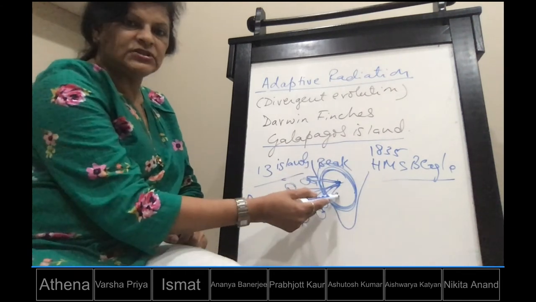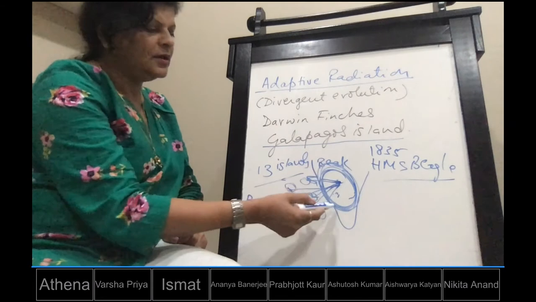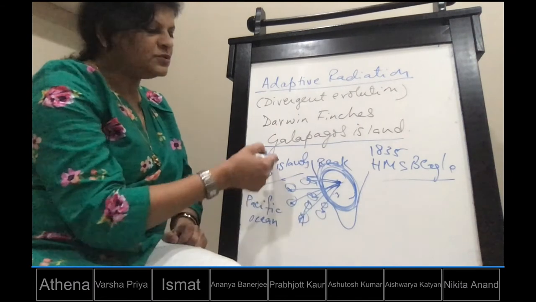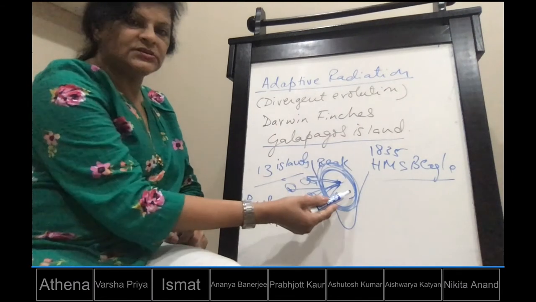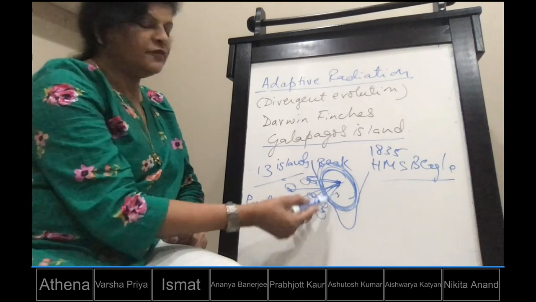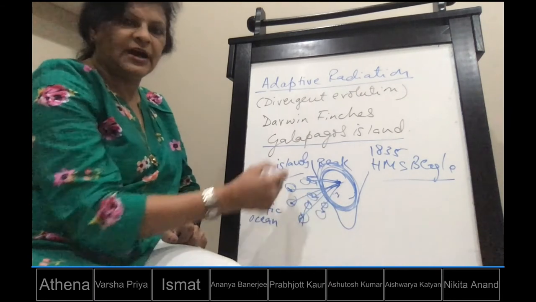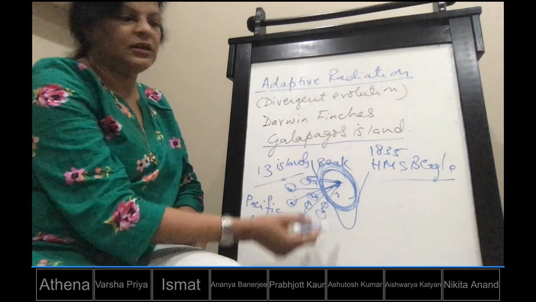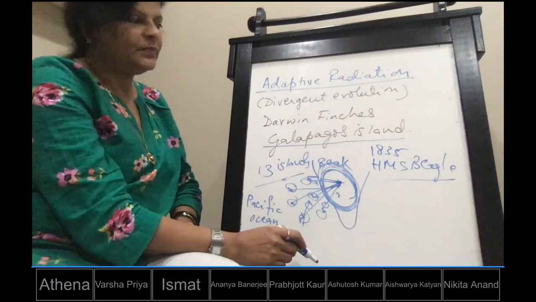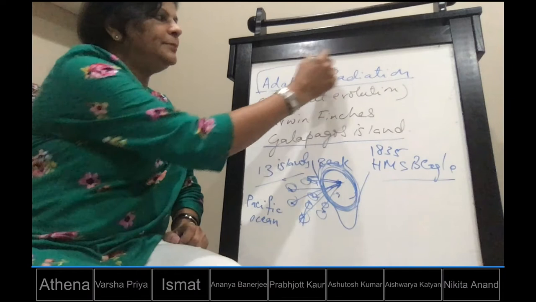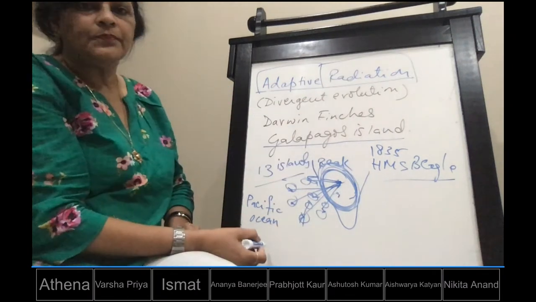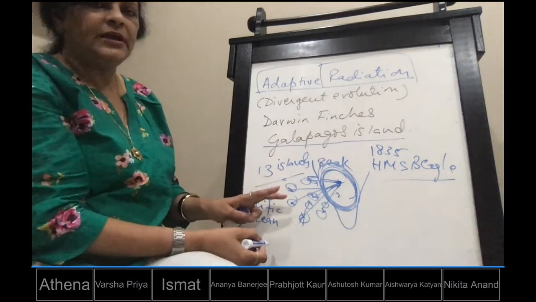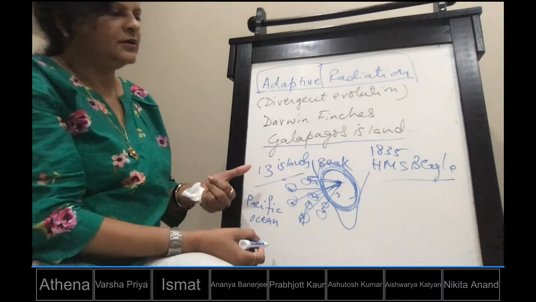So this is the ancestral, the main species is this one. So evolution of new species from an ancestral species in a very short period of time in a geographical location, in a geographical area. That is called adaptive radiation. So, this adaptive radiation, what all you have to write?